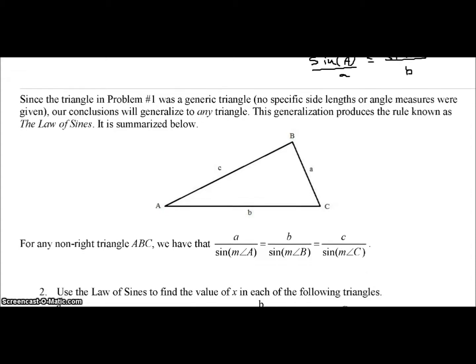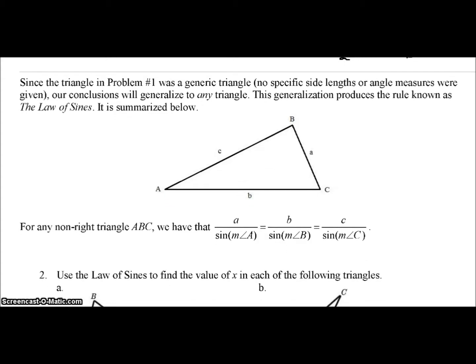Since the triangle in problem 1 was a generic triangle, no specific side lengths or angle measures were given, our conclusions may generalize to any triangle. This generalization produces the rule known as the law of sines, which is summarized below. So essentially, this tells us that the ratio of the length of one side of a triangle to the sine of the measure of the opposite angle is constant for each side of the triangle.